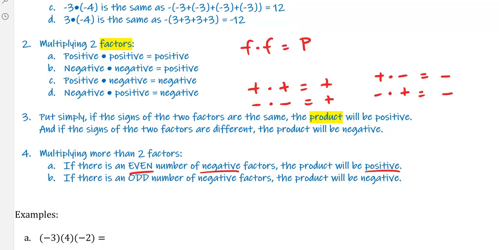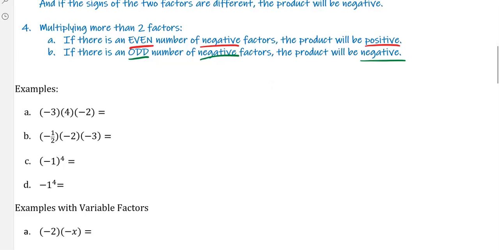Now, on the other side of that, if there is an odd number of negative factors, your product is going to be negative. So odd numbers like 1, 3, 5, 7, 9, 11, those are all odd numbers. All of this stuff is really important for you to write down, so if you need to pause the video and do so, I highly recommend it. Now let's take a look at some examples.